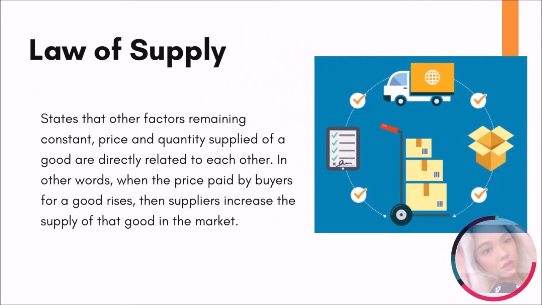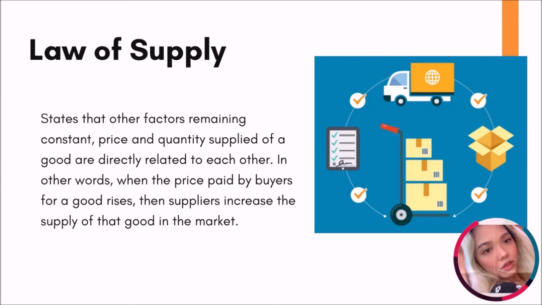When it comes to the law of supply, it states that, other factors remaining constant, price and quantity supplied of a good are directly related to each other. In other words, when the price paid by buyers for a good rises, then suppliers increase the supply of that good in the market. So basically, the law of supply depicts the producer's behavior at the time of changes in the price of goods and services.